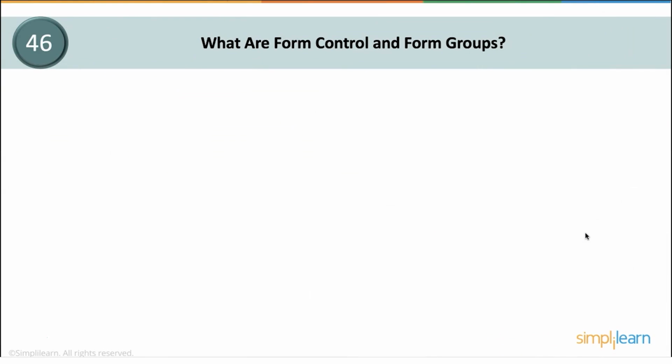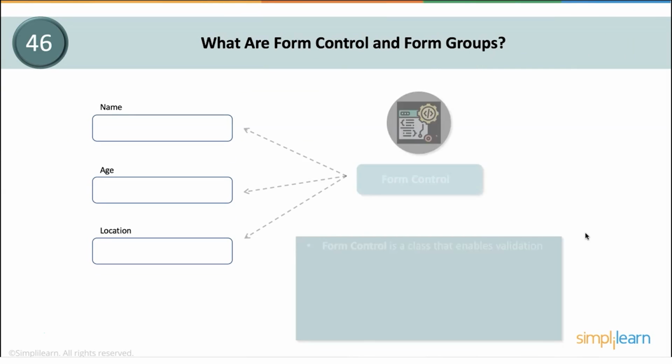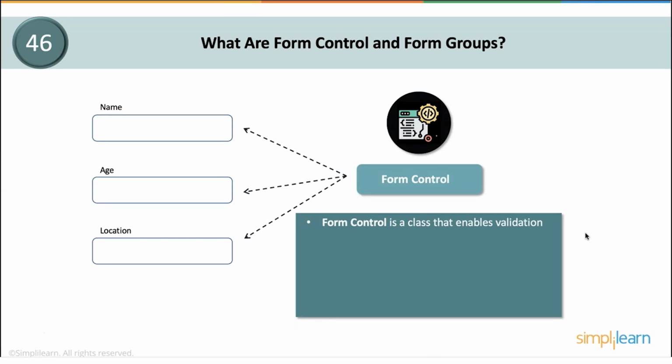What are the form controls and the form groups? Form controls and form groups are the two predefined objects that come with Angular. The text boxes where you take input, radio buttons, dropdowns, and check boxes are called form controls.